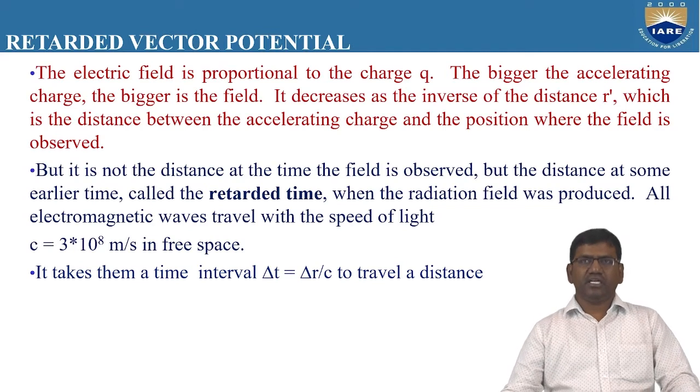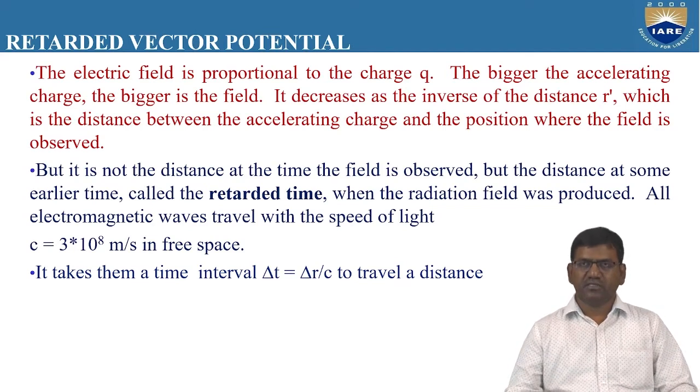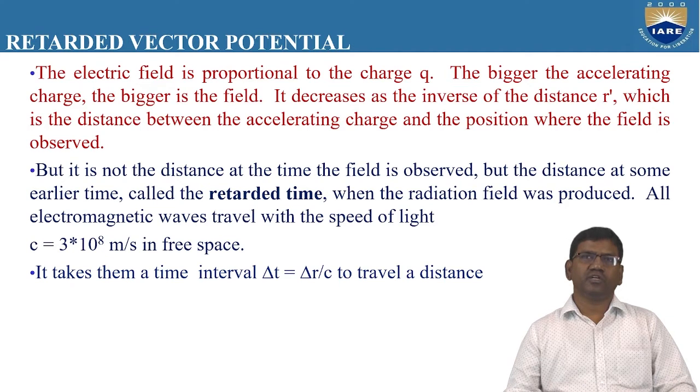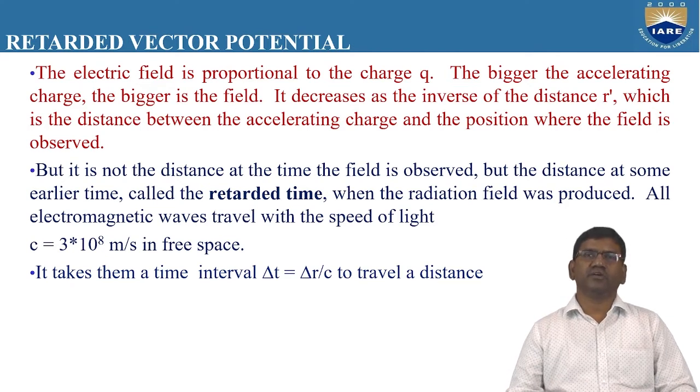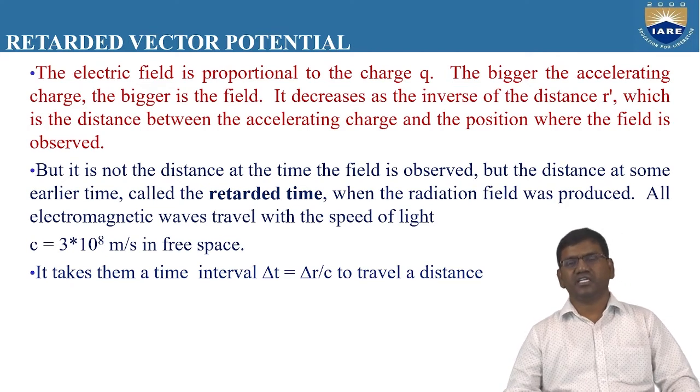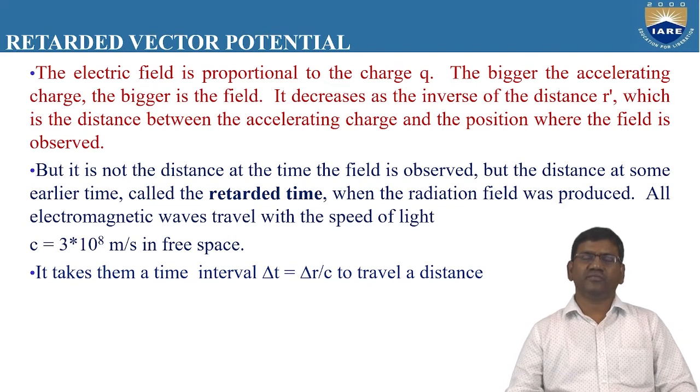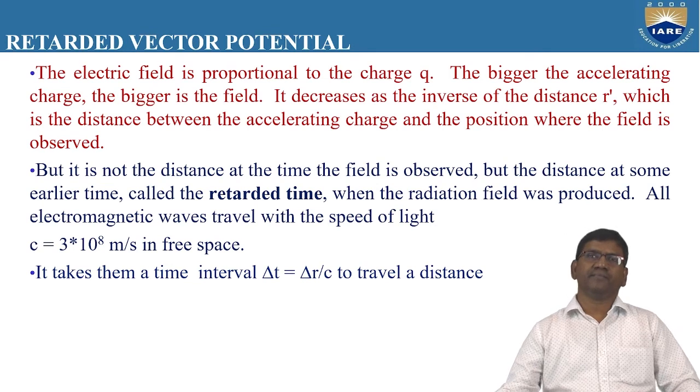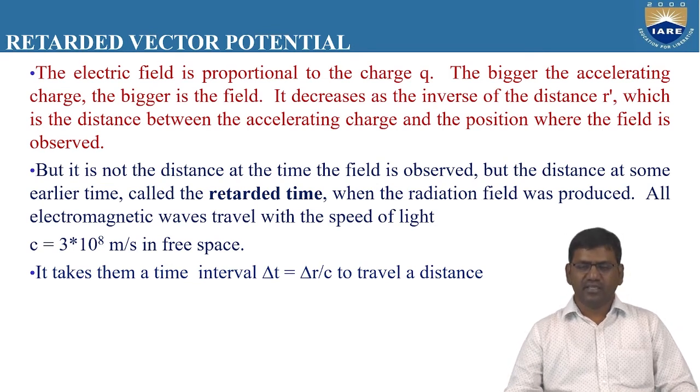As we already know, the electric field is proportional to the charge Q. If more current, or more input supply, is given to the terminals of the antenna or the conductor, then the amount of electric field produced will be more. That means the acceleration of the charges increases, and as the acceleration of the charges increases, the electric field also increases.